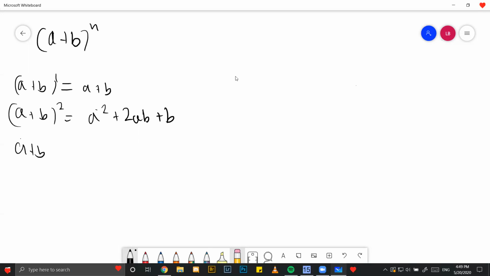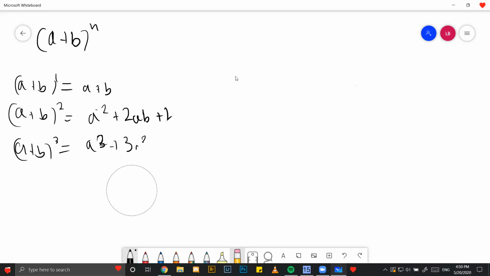If you do (a plus b) cubed, it's a cubed plus 3a squared b plus 3ab squared plus b cubed, and so on. Obviously there's some kind of pattern happening here, but we don't really know what the pattern is yet. There's a way to figure it out, and that's using combinatorics, basically a concept in combinations.